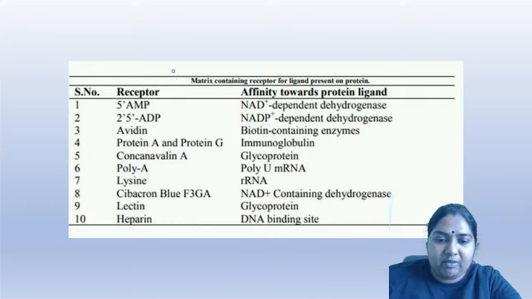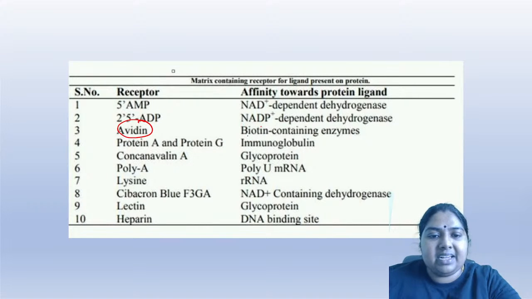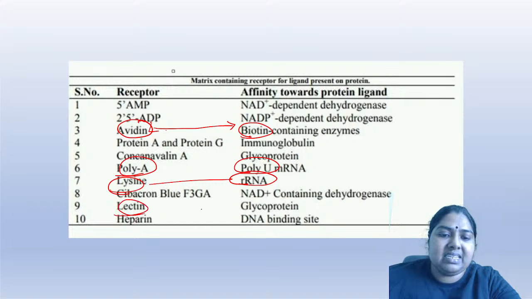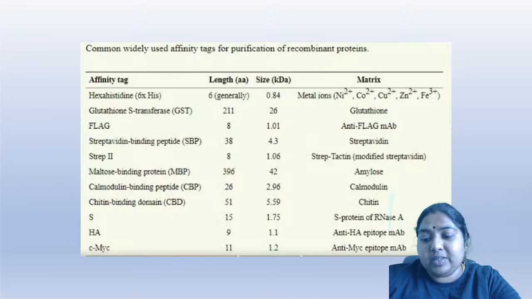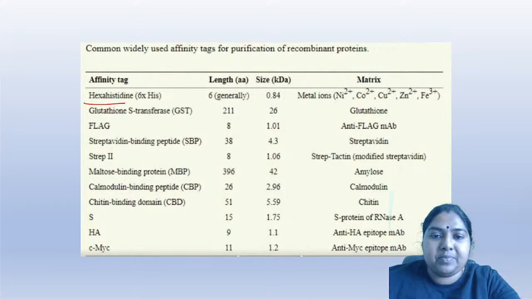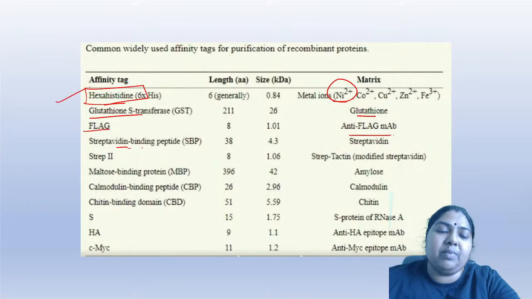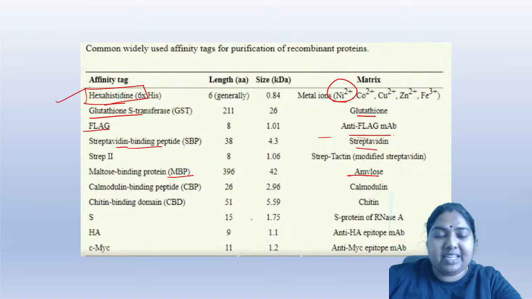So there are a few important things you have to remember. Avidin and biotin bind. Poly A, poly U. Lysine, rRNA. Lectin, glycoprotein. So these things are very, very important. In your exam also, many times this has come. Hexahistidine, nickel, a very important combo. Glutathione S-transferase, glutathione. FLAG, anti-FLAG antibodies. Avidin, biotin. Streptavidin binding protein, streptavidin, that is nothing but biotin. Maltose binding protein, amylose. So like this, everything is important.